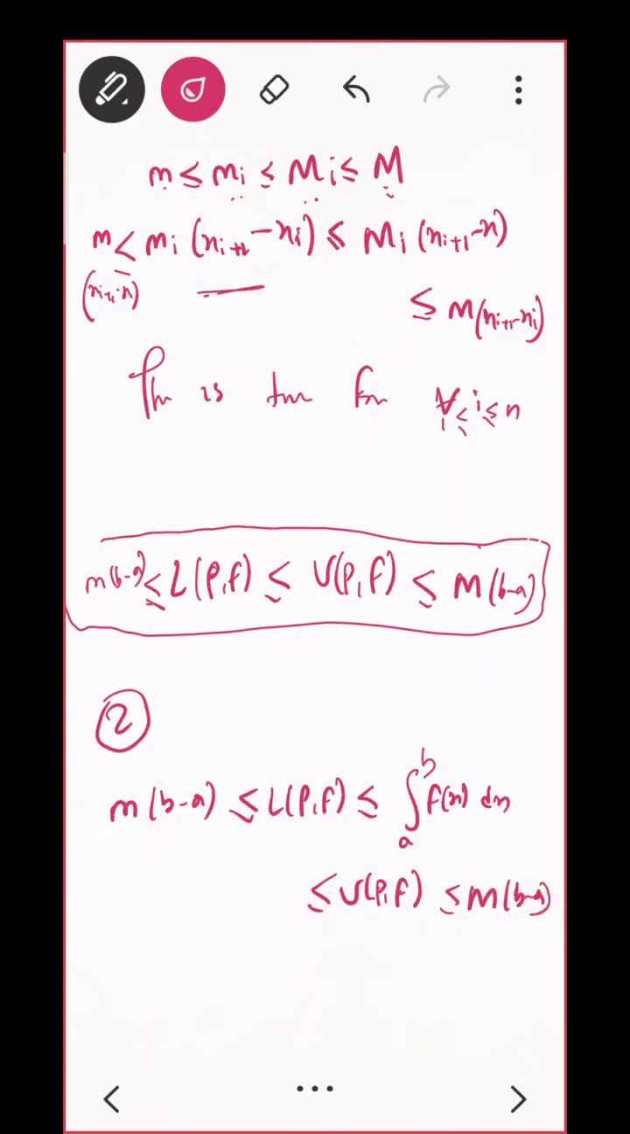Will it be okay to prove? Same thing, you just need to do one thing. What will be that one thing? Do you see that the actual area will be in between? How can we claim that the area will be here only?